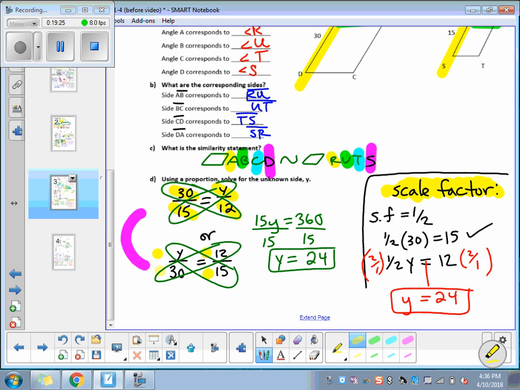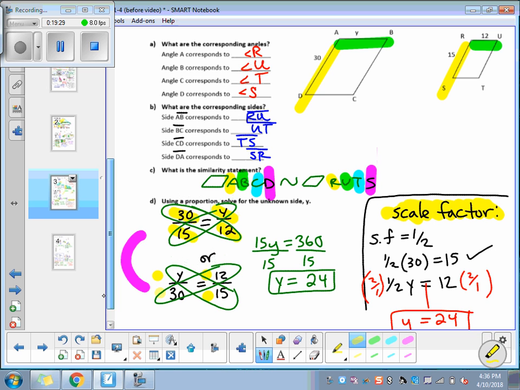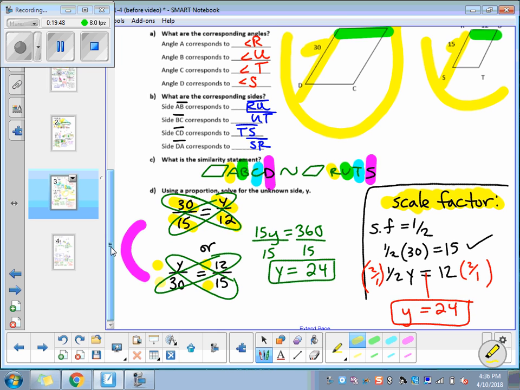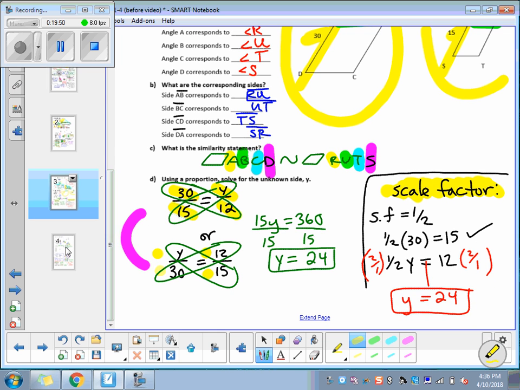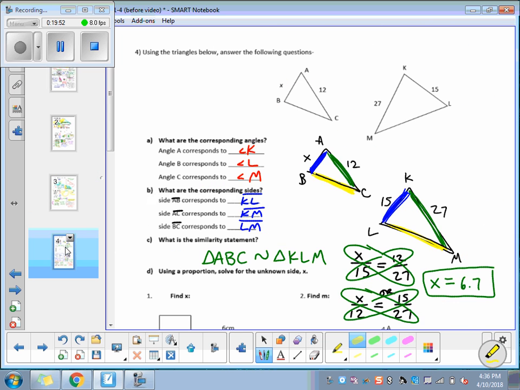Got some scale factor, people. Friendly reminder that the scale factor is actually a half, because we went from a bigger shape to a smaller shape. And if you caught that half of 30 is 15, you can easily just know that Y is a 24, because half of 24 is going to be the 12. All right, once you've got that checked and filled out, you can move over to page 4.